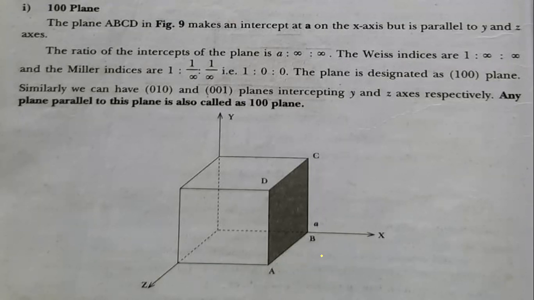Now on the x-axis, y-axis, and z-axis, what happens? The plane ABCD in the figure makes an intercept A on the x-axis, but it is parallel to the y and z-axes. The ratio of intercepts of the plane is A, infinity, infinity. So the base indices are 1, infinity, infinity. So the Miller indices are 1, 1 upon infinity, 1 upon infinity, that is 1 0 0. So this is the 1 0 0 plane.